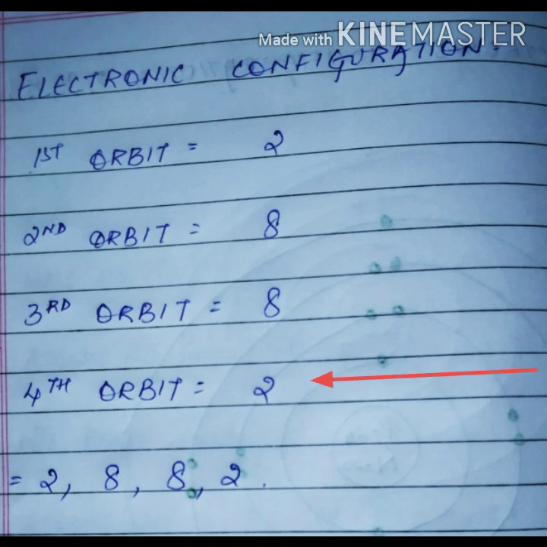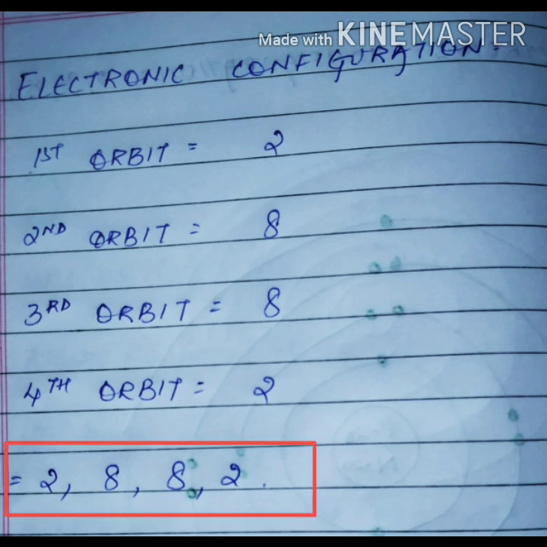So please remember, without filling the first orbit, you cannot go to the second orbit. Without filling the second orbit, you cannot go to the third orbit. Without filling the third orbit, you cannot go to the fourth orbit. First orbit can hold a maximum of 2, and from second orbit onwards it is 8.